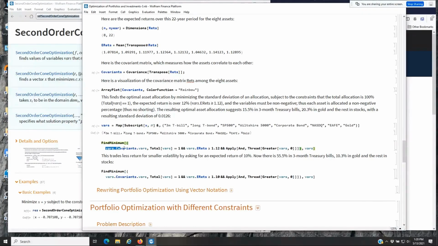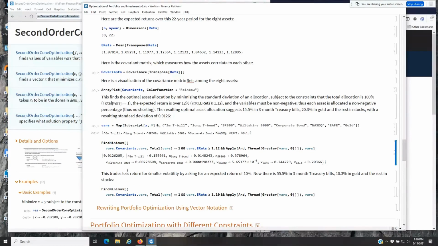So here is my objective function. These are my constraints. And then lastly, I specify my variables. And it comes back with this. It tells me the minimum value I'm going to get for the volatility, or the standard deviation, and what the allocations are for each of the instruments. Some are going to be essentially next to 0.